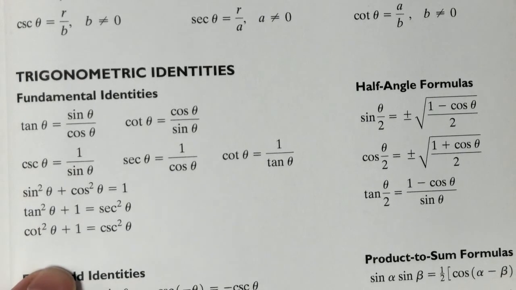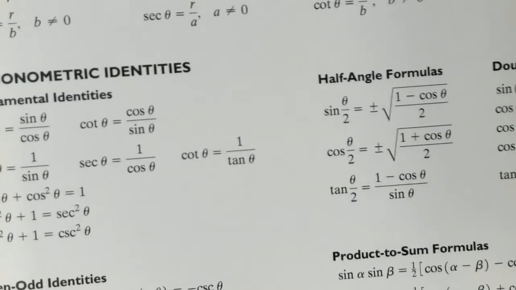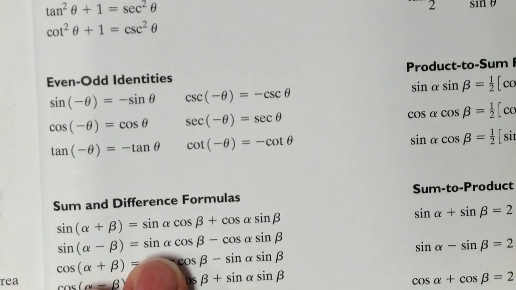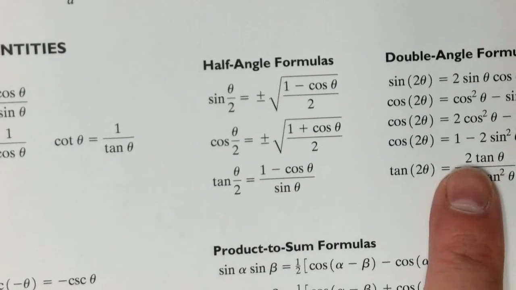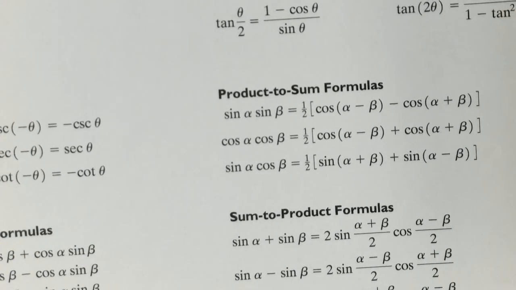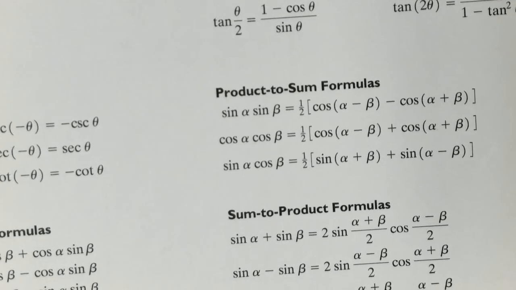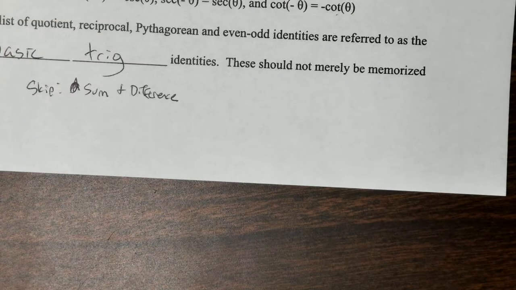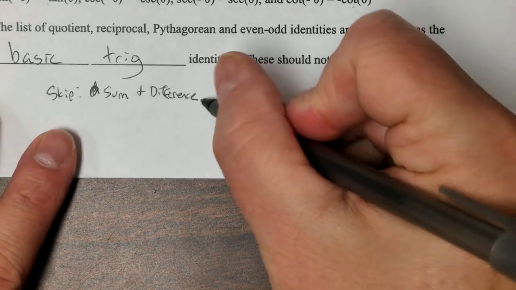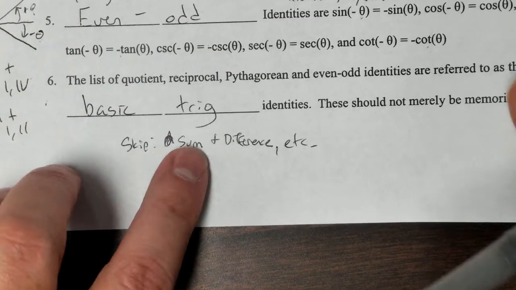These are your fundamental identities. These are your even-odd identities, but we're not going to do the lesson which has sum and difference, and we're not going to do the half angle or double angle, or product to sum, or sum to product. So there are even more identities, but we're going to stick to what we have. And I'll give you a copy of that sheet. So I'm just saying skip sum and difference, etc.